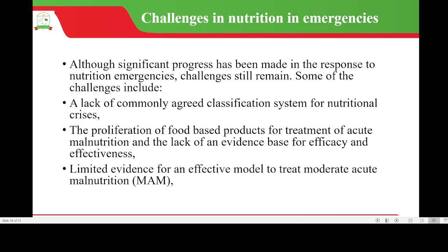Some of the challenges we face in nutrition in emergencies. Even if significant progress has been made in the response to nutrition emergencies, challenges remain. Some of these may include the lack of commonly agreed classification systems for nutrition crises, the proliferation of food-based products for treatment of acute malnutrition, and the lack of an evidence base for efficacy and effectiveness. Then we also have limited evidence for an effective model to treat moderate acute malnutrition.